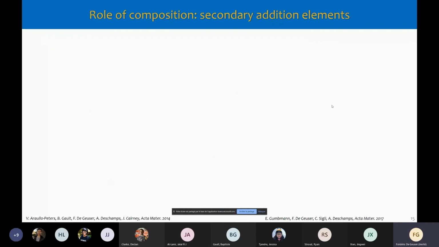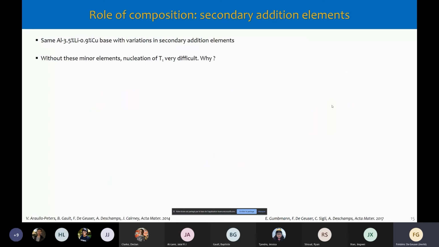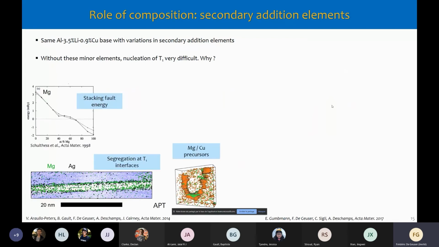So we've seen the role of dislocations. Now, can we add the role of temperature in a way? Can we have a look at the role of composition? And not the main composition, but really the secondary addition elements, the minor elements. So in these alloys, there is aluminum, lithium, and copper. So we'll take the same base and we'll vary the minor elements, which are mostly magnesium and silver, and also other elements. So why are we interested in this?